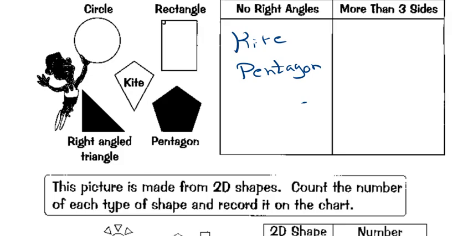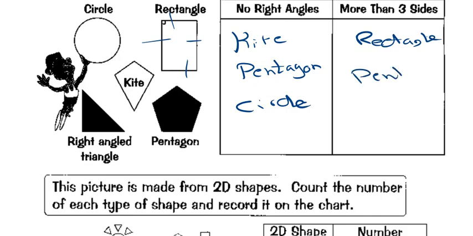More than three sides. The rectangle has four sides. You can write rectangle, pentagon, and kite.